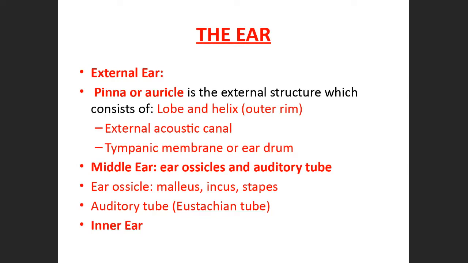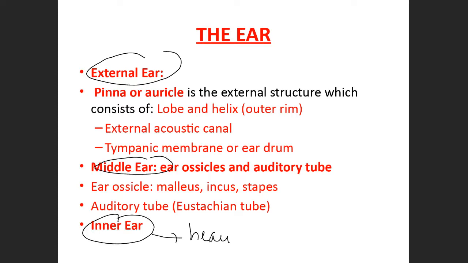So when it comes to the ear, we divide it into sections: external ear, middle ear, and inner ear. The external ear and the middle ear are exclusively for hearing. Whereas the inner ear is where the receptors are located, so the inner ear is for hearing and equilibrium. What the external ear does is collect sound, and sound is vibrations of air.